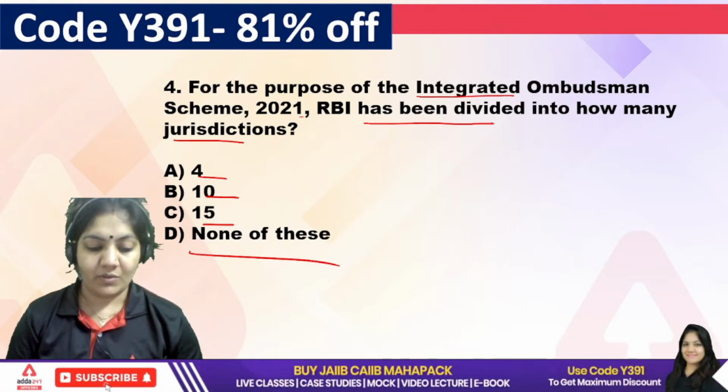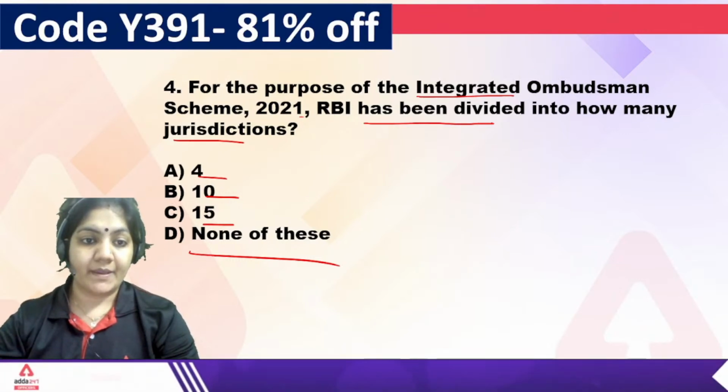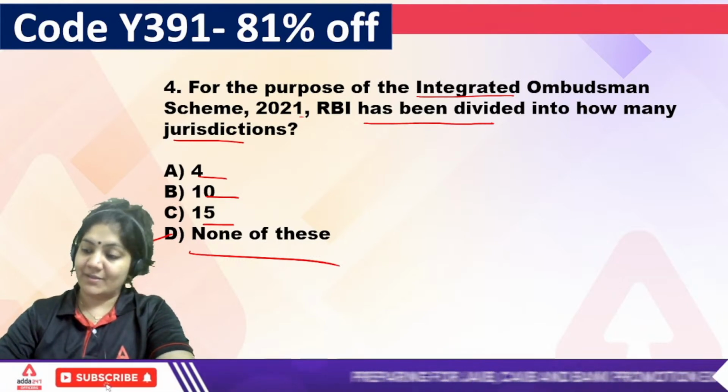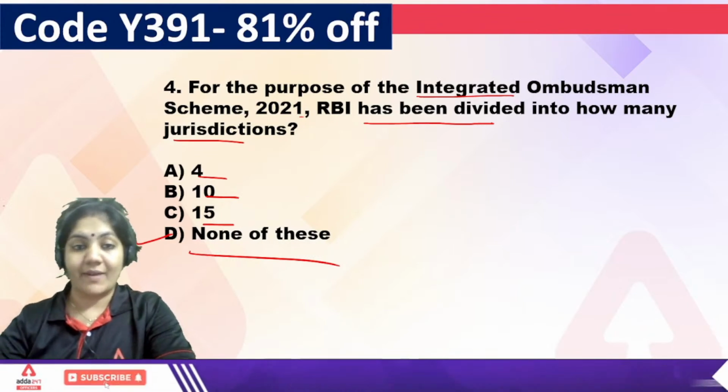So I think you all know that the jurisdiction is simply none of the above, because there is only one entity, at Chandigarh. It's a central agency where we can file the case. So that's why none of the above is the right answer.